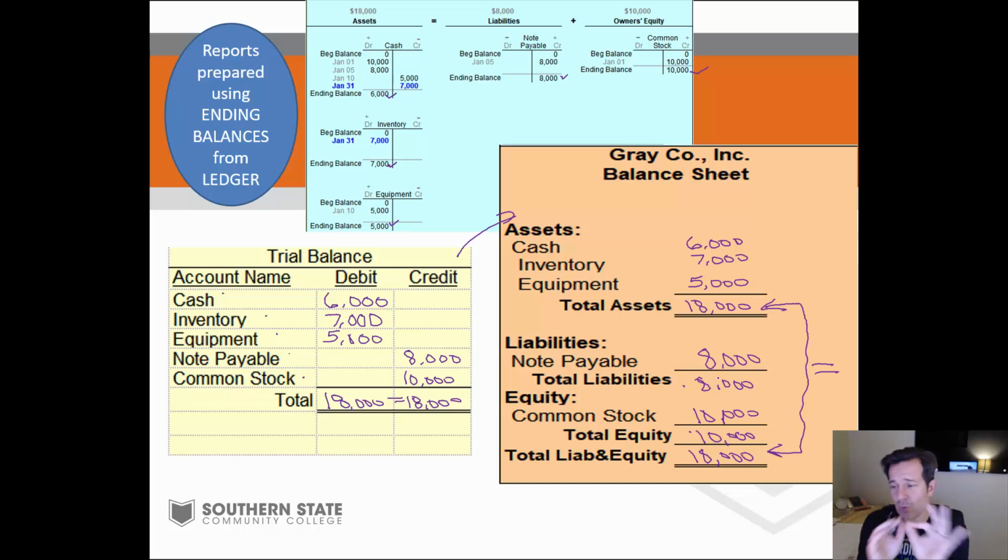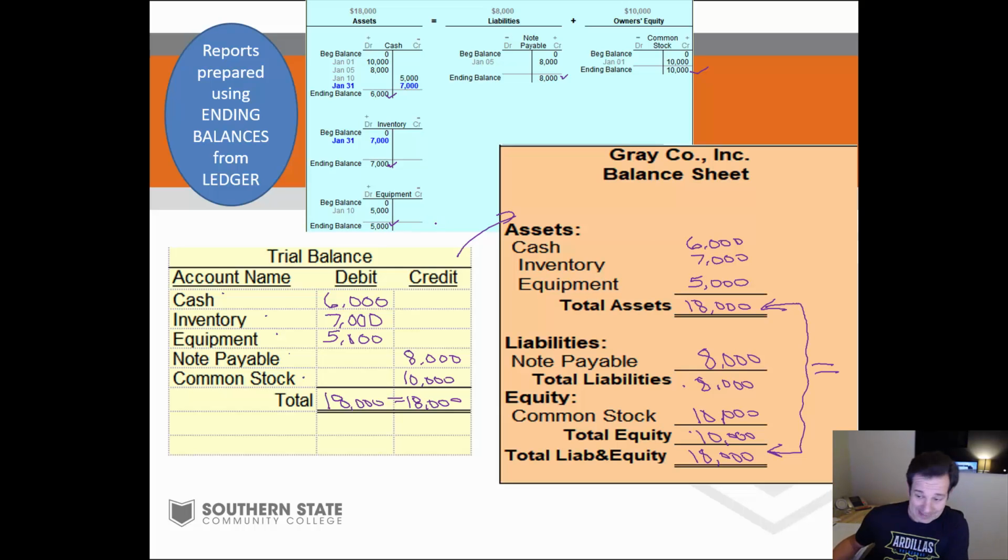Now, you all that are maybe paying really, really good attention right now, you may be looking at that and saying, oh, this is so dumb. All we did was do a trial balance and then copied the exact same information over to the balance sheet. What's the point? We're doing the same thing just twice. It just seems really redundant.